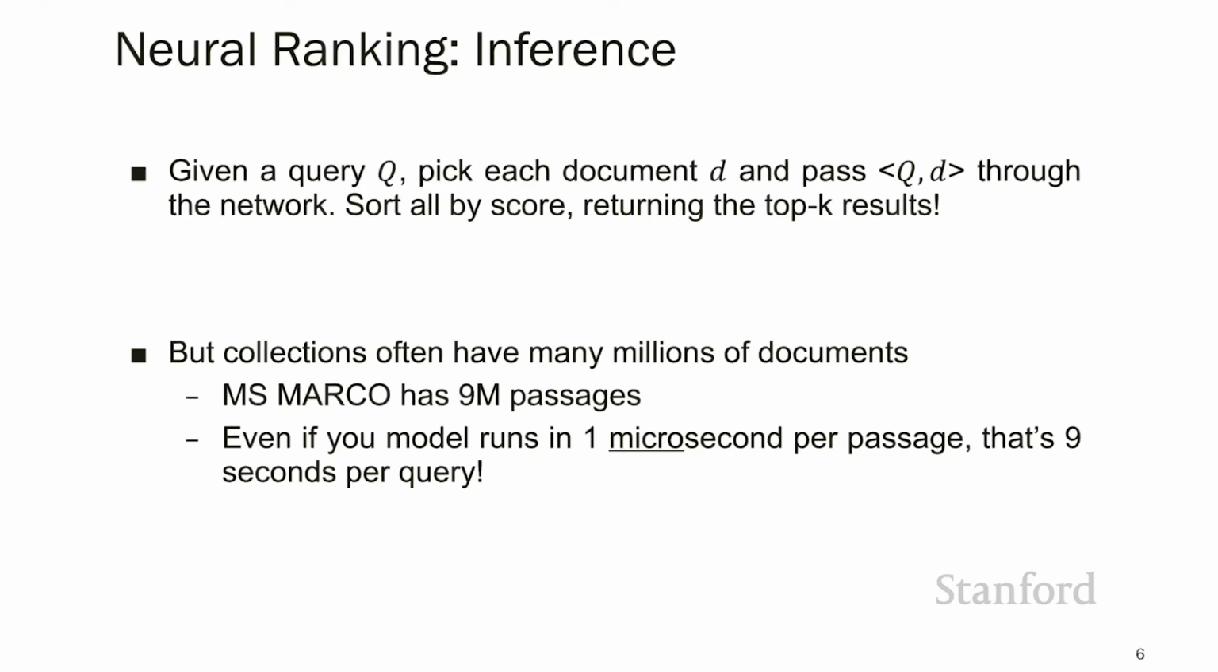However, there is just a small yet very major problem. Collections often have many millions, if not billions, of documents. Even if our model is so fast that it processes each document in 1 microsecond, 1/1,000,000th of a second, it would still require 9 seconds per query for a data set like MS MARCO with 9 million passages, which is way too slow for most practical applications.